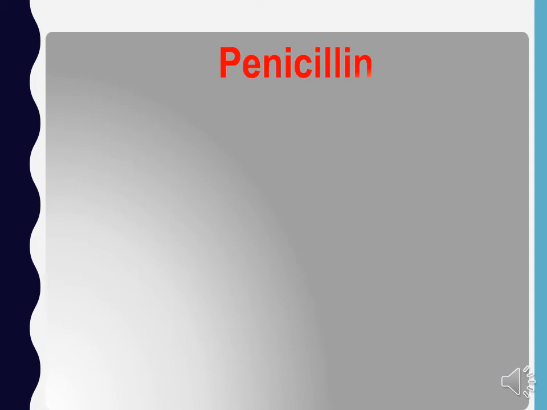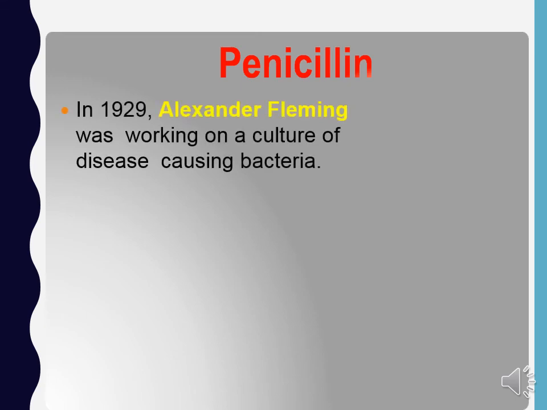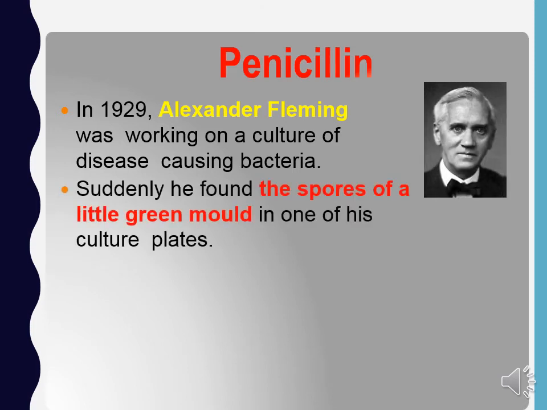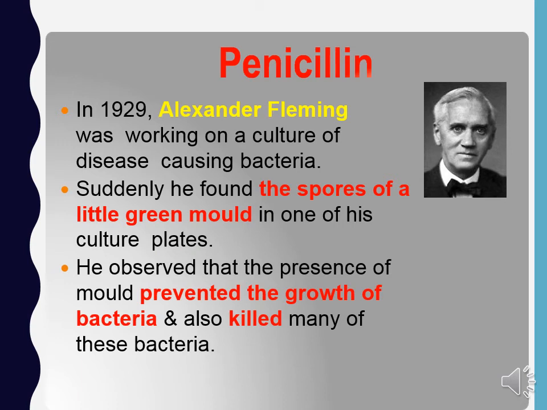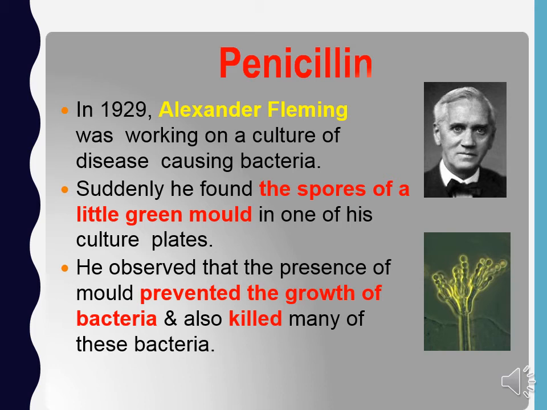The next thing is penicillin, the very first ever antibiotic that was made. Alexander Fleming was working on a culture of disease causing bacteria. Culture of disease meaning that he was studying a group of bacteria that was causing some sort of disease. Now suddenly he found the spores of a little green mold in one of his culture plates, and then he observed that the presence of mold prevented the growth of bacteria and also killed many of these bacteria. And that's how he came up with the penicillin antibiotic.